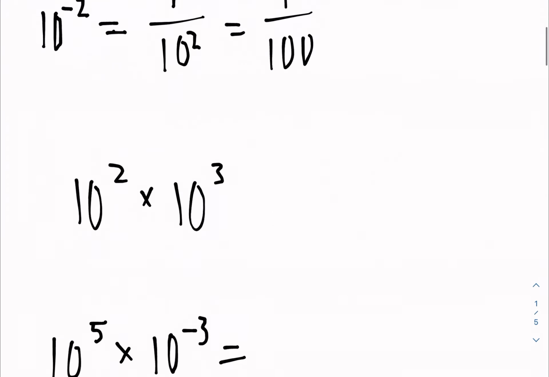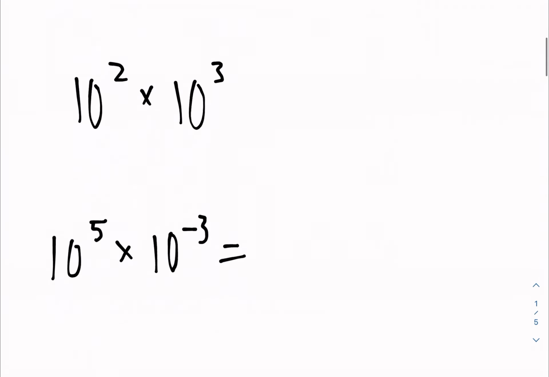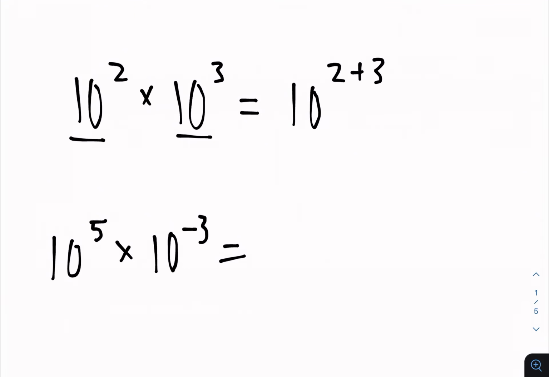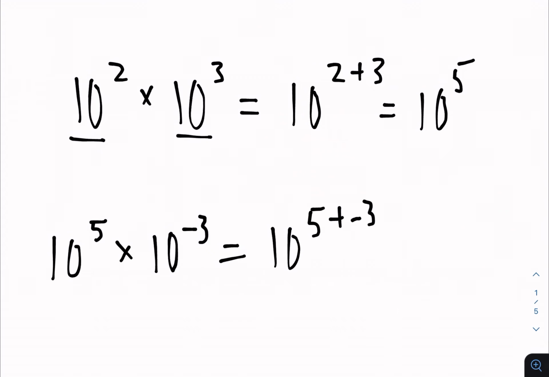Okay, so let's talk about multiplying powers of 10 first. When multiplying, we add the exponents if the bases are the same. In this case, since both the bases are 10, we can just add, and this gets 10 to the 2 plus 3 power, which equals 10 to the 5th power. And in this situation as well, since the bases are both 10, we can just do 10 to the 5 plus negative 3 power, which is just 5 minus 3, or 10 to the second power.